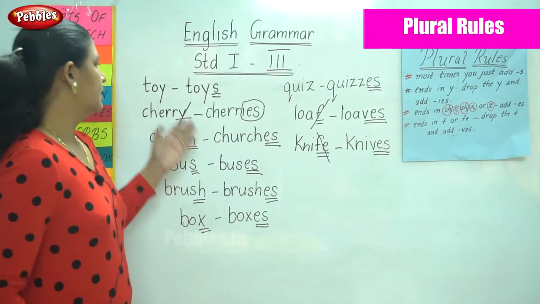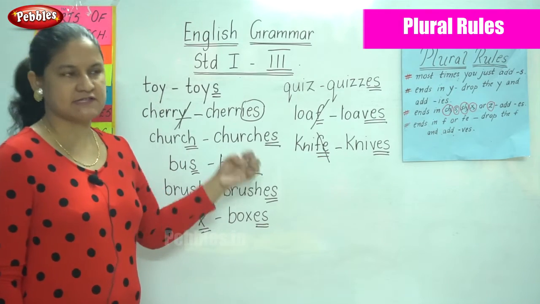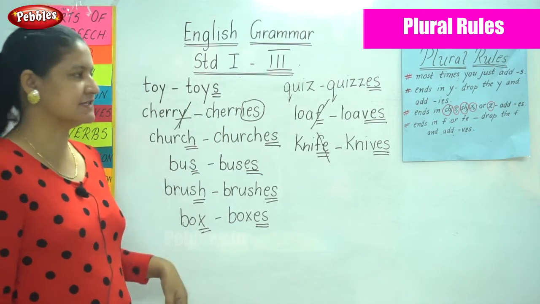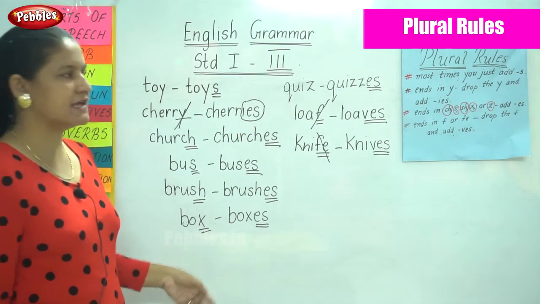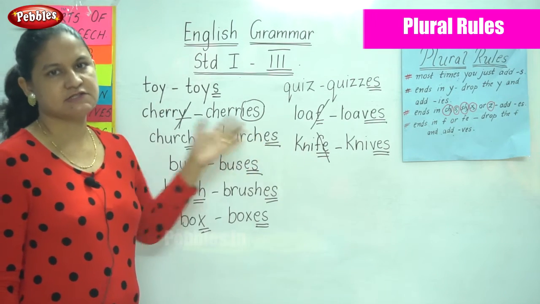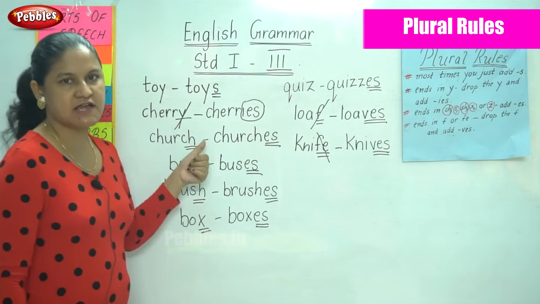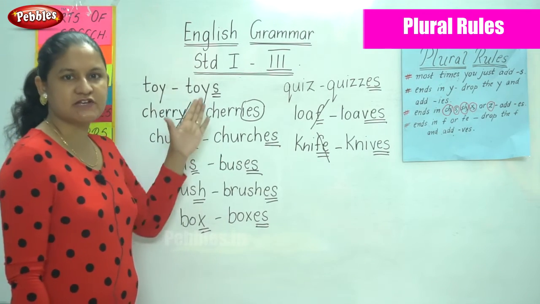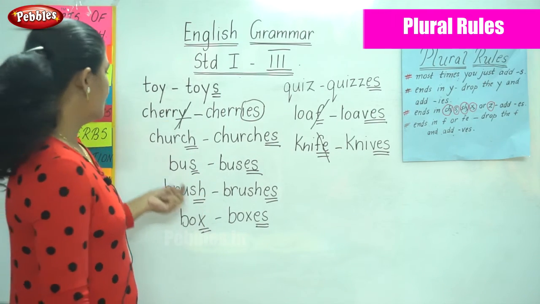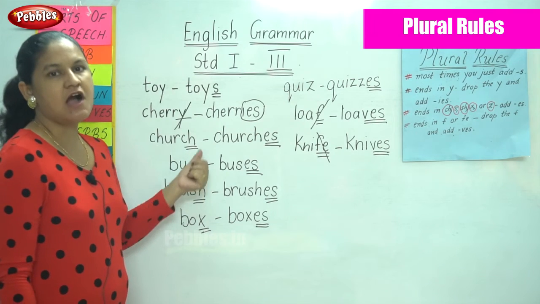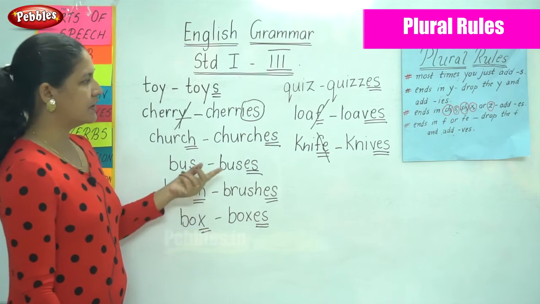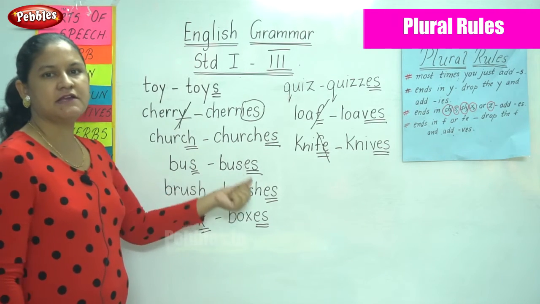So, most of the times you just add S, the alphabet S. So, example is toy, toys. The second rule is when a word ends in Y, I drop the Y and I add I-E-S. So, the example I have given you is one cherry, many cherries. A third rule is when a word ends in CH, I add ES. Example, church, churches.